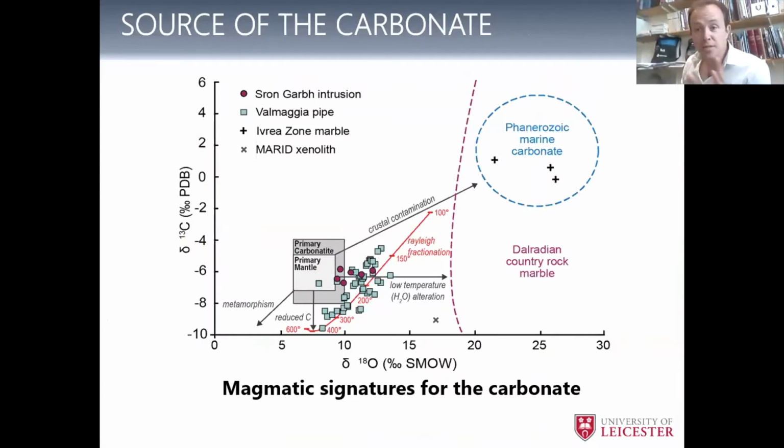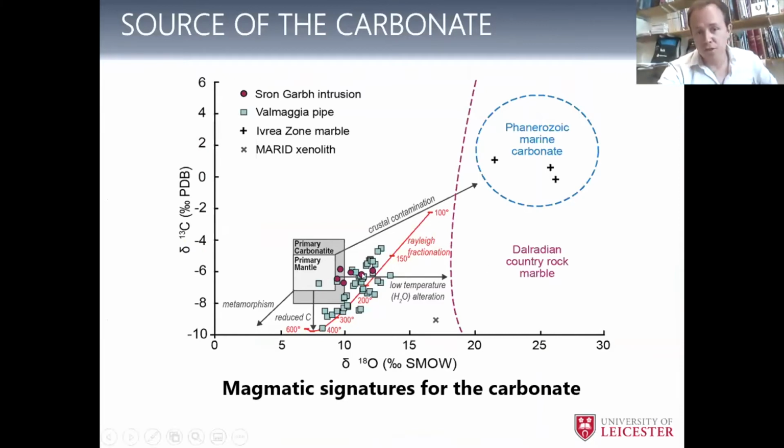But this is okay. So these carbonates, they look primary. Do the isotopes support that? Well, yes. All the carbon isotopes from those samples that I've just shown you have delta 13C of about -6 to -8, which is a good mantle-like signature.